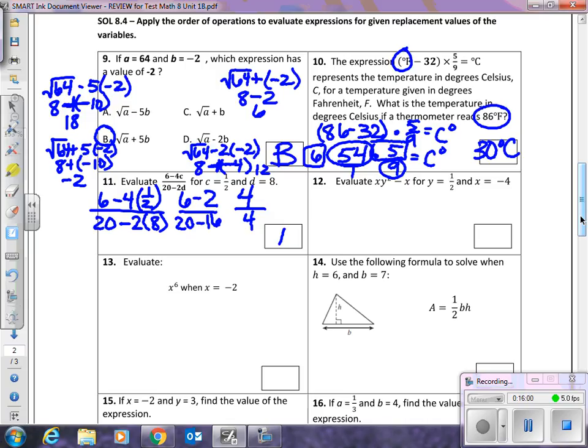All right, when you go to number 12, we're going to insert fractions and negative numbers, so be super cautious with those negative values because that's where people tend to make mistakes. So we're going to have negative 4 times 1/2 squared minus negative 4. Okay, and it's always a good idea when you insert a negative number for a letter to stick that negative number in parentheses. All right, so we do have to do exponents first, right?